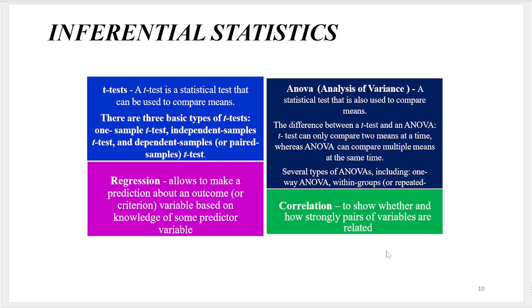And we have a correlation technique. It's a statistical technique used to determine the strength and direction of relation between two or more variables. And we have regression tools that allow us to make a prediction about an outcome based on knowledge of some predictor variables. So these tools are related to inferential statistics. We will study them in forthcoming lectures step by step in detail.